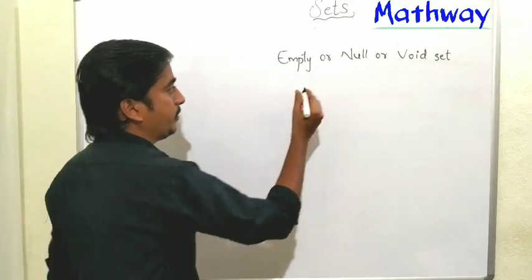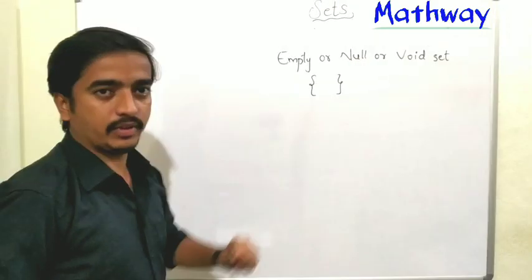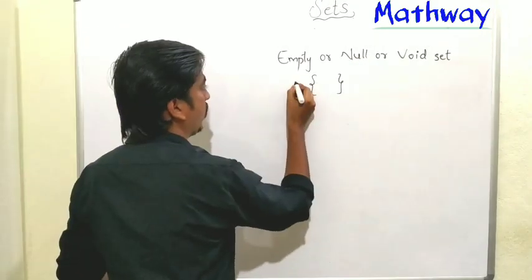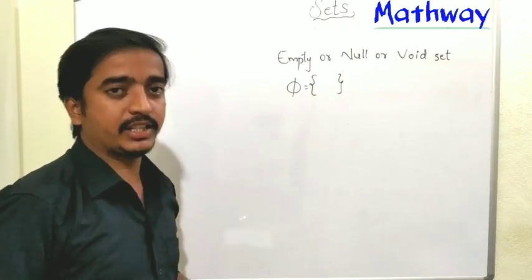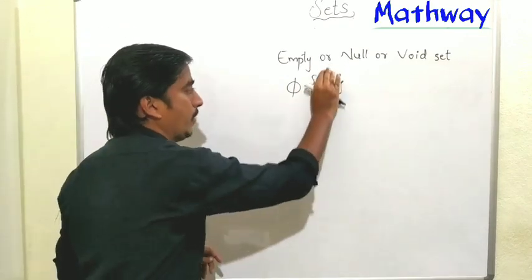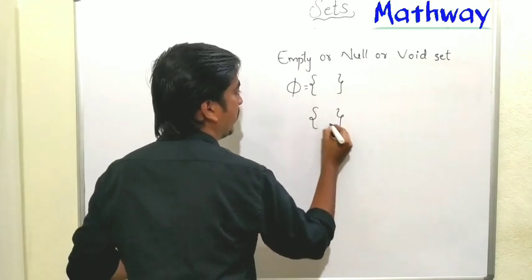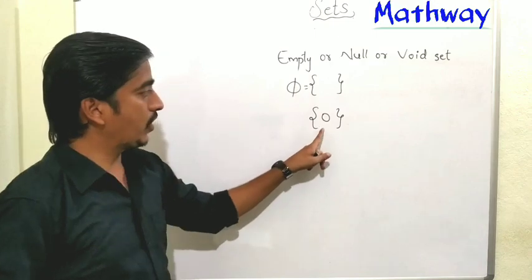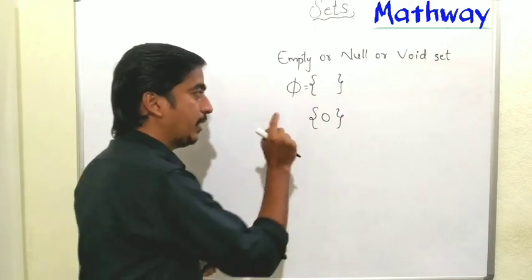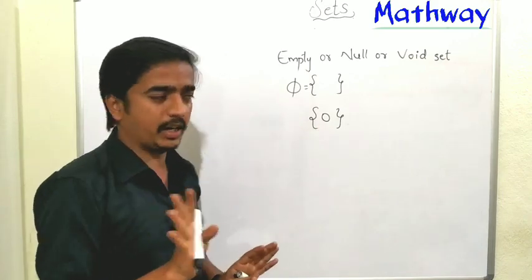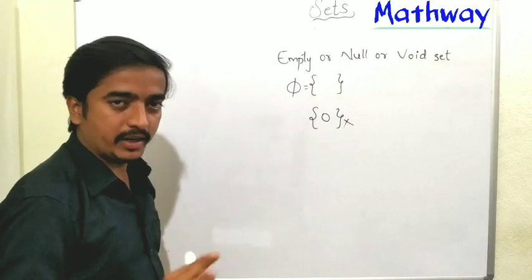So the empty set means no element in the set. And the empty set is always denoted by phi. Phi means empty set, null set, void set. There is no element in the set. If you take a set which consists of 0, can we call it an empty set? No, because here an element, 0, is there. So it is not an empty set. Empty set means it should have no element in the set.